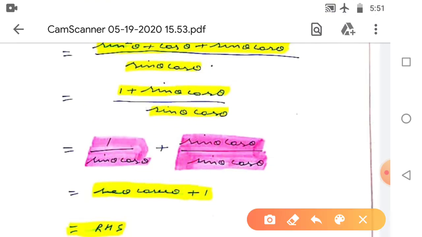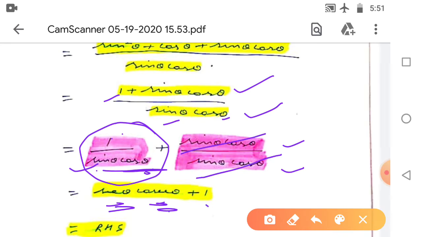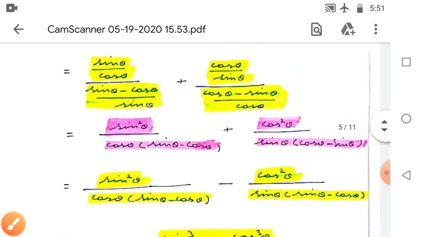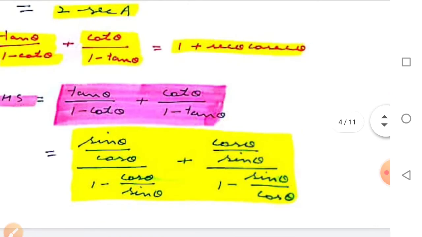Now we divide it into two parts, that is 1 upon sin theta cos theta, and this is sin theta cos theta upon sin theta cos theta. So 1 upon sin theta cos theta is sec theta cosec theta. 1 upon sin theta is cosec theta, 1 upon cos theta is sec theta. And here sin theta cos theta gets cancelled with sin theta cos theta. So we have 1. So that is our RHS, 1 plus sec theta cosec theta.